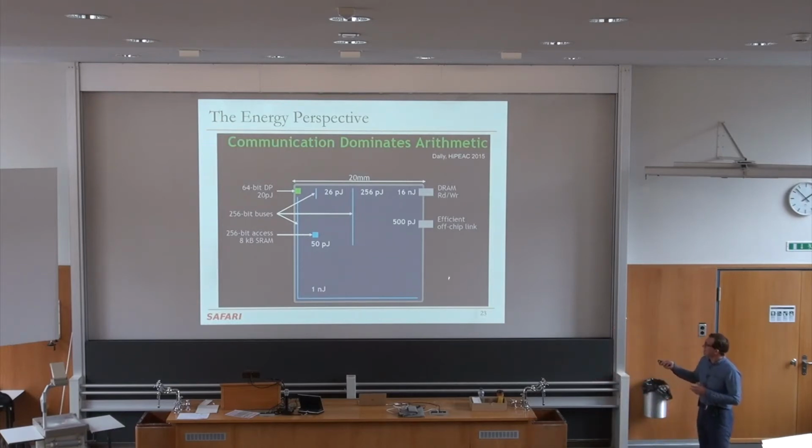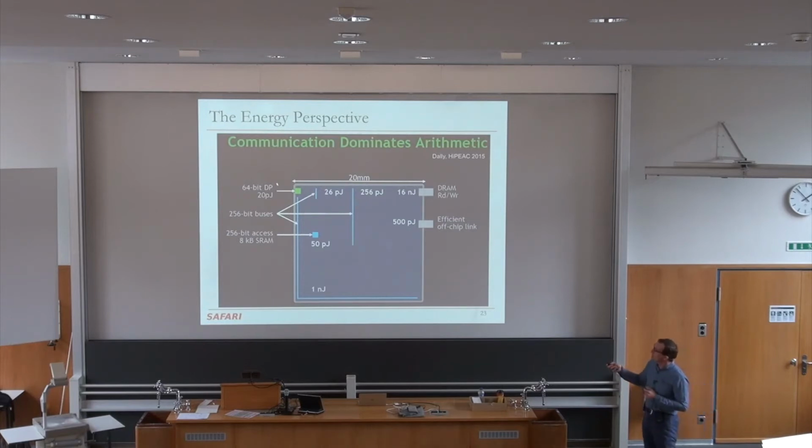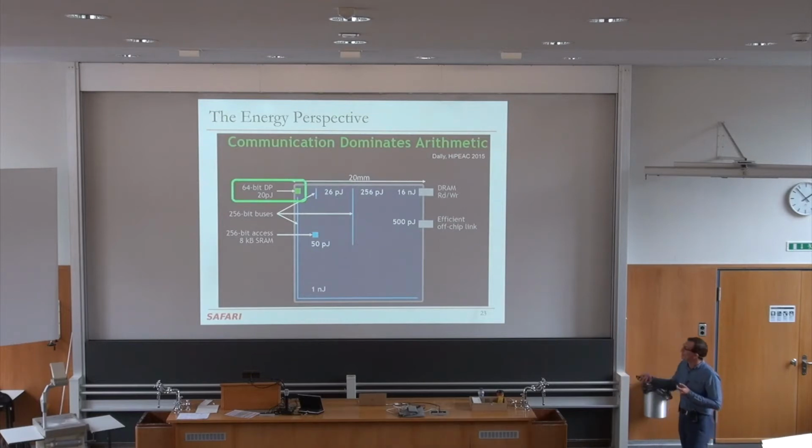Basically, this is data that Bill Dally showed in his HiPEAC 2015 keynote. And you could argue with the numbers over here, because this is based on some specific technology nodes. And maybe some of the things are very optimized, some of the things are not very optimized. But basically, he looked at how much energy it costs to do particular things on a chip and off chip. So if you look at a 64-bit double precision floating point operation, it's about 20 picojoules. If you look at moving data from one end of the chip to another end, it's 1 nanojoule. If you look at a DRAM read or write access, it's 16 nanojoules with some technology parameters.